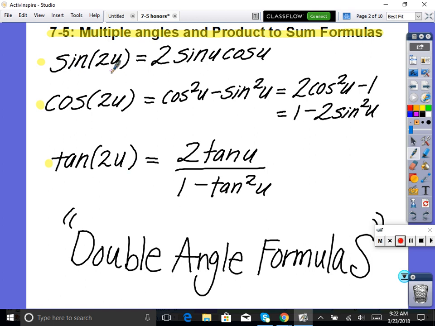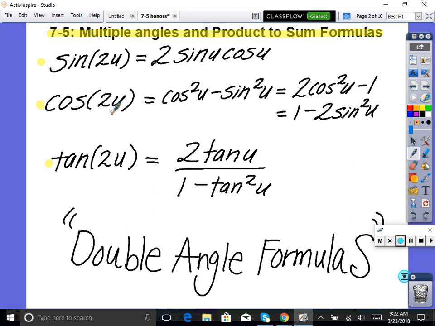So sine of 2u can be rewritten as 2 sine u cosine u, and vice versa. It sometimes is useful when solving, if you see something of this form, to switch it back to this, because we know how to solve this, right? We just solve it like normal and then multiply our answer by a half, right? Yeah. So you can switch back and forth. There are times when this is better.